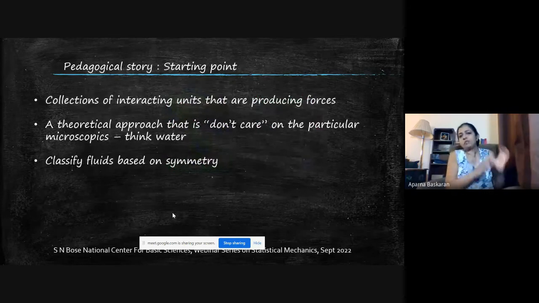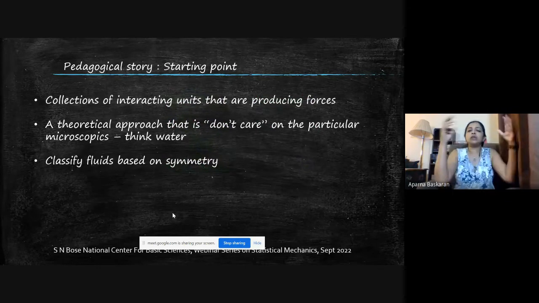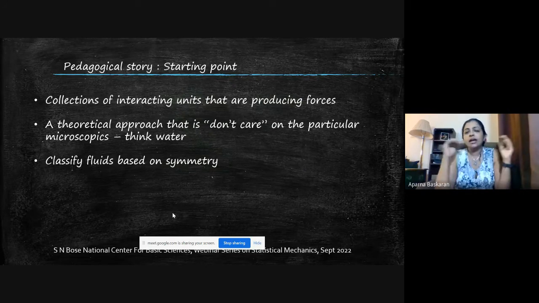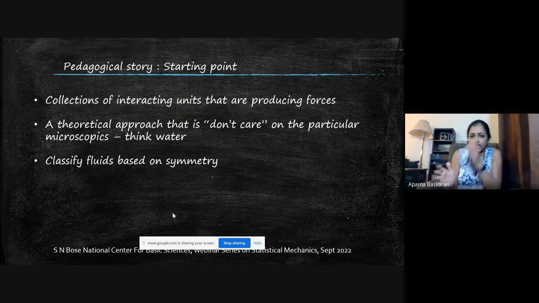Now, so this is all big picture context, right? I'm telling you in broad strokes what is interesting and why we are doing it. Now I want to transition into a pedagogical story. Now this part of the story should be something that is like a class, right?